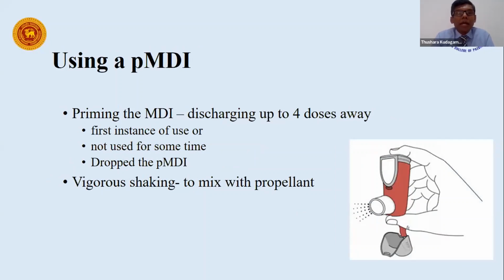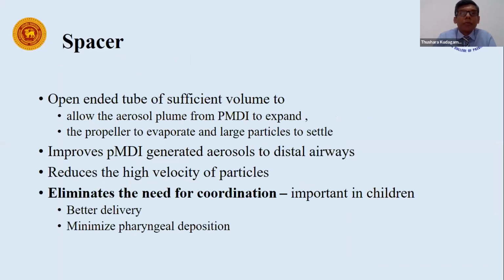Now, when you use an MDI, there are some practical aspects some of us will know. If you're using the inhaler for the first time, or have not used it for some time, or dropped the MDI, then you need to prime it by discharging 2 to 4 puffs. And you have to make sure you shake the inhaler well to mix the propellant with the medication before you use. So whether you're using it with a spacer or without a spacer, you have to think about this.